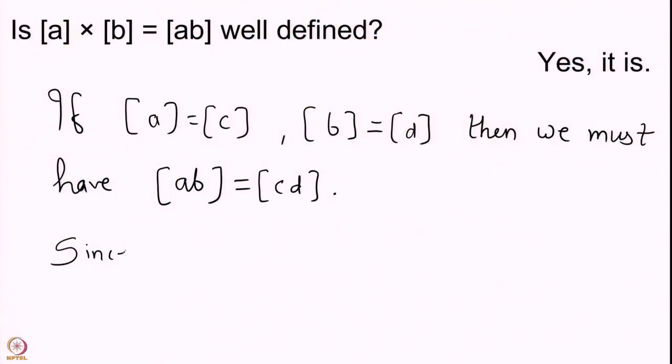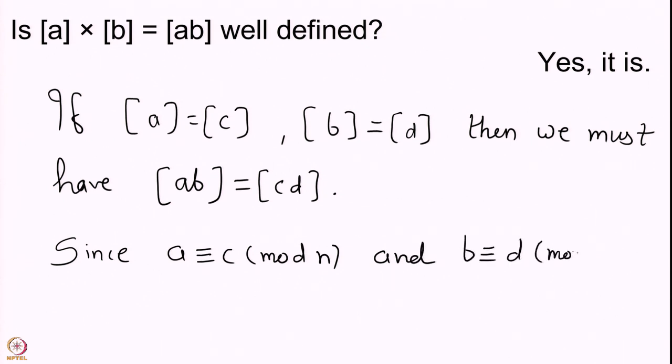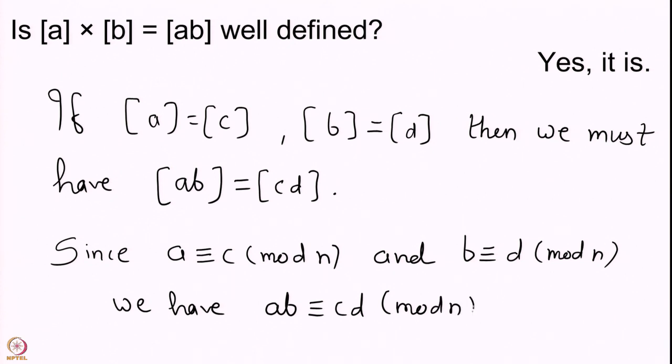So, since A is congruent to C mod n and B is congruent to D mod n, we do have that AB is congruent to CD mod n. This was also one of the initial problems which I had given you, and I had also invited you to think about. And since we have AB and CD congruent to each other mod n, we have that these two classes are indeed the same. So, we have that the addition is well defined, we have that the product is well defined.